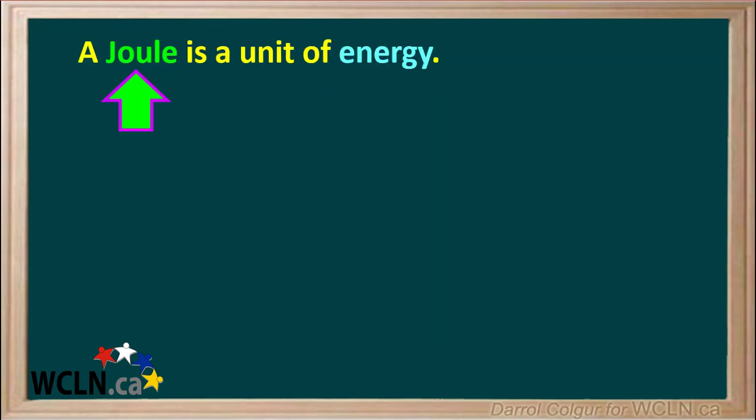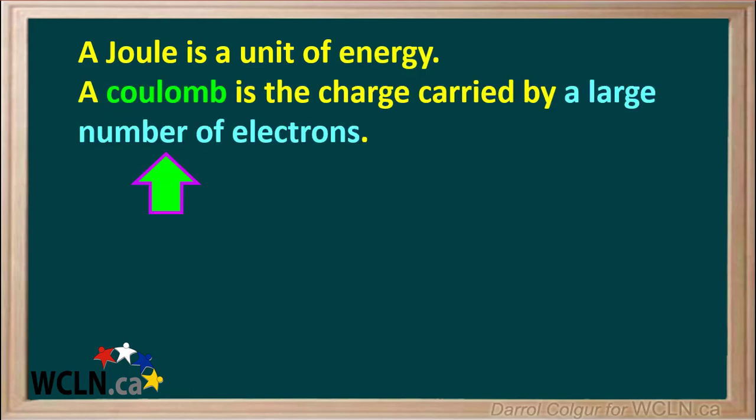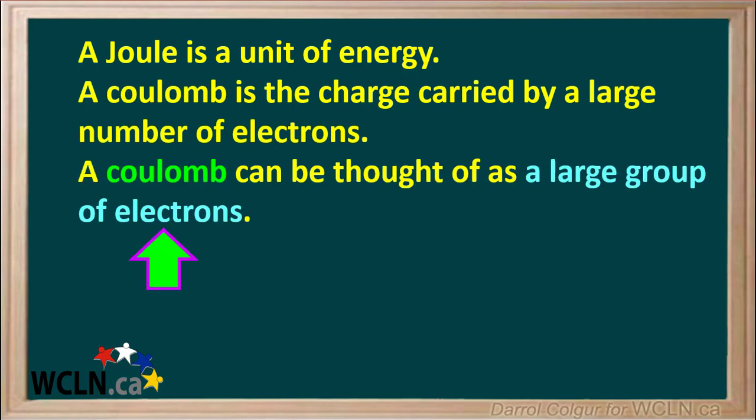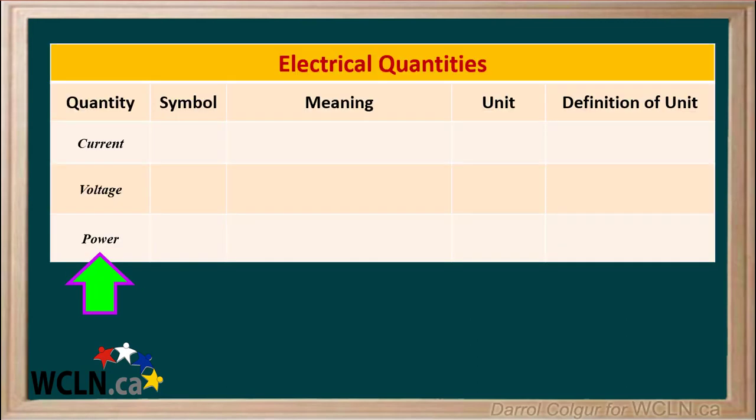We'll relate all of these quantities in a table, but before we do that, we'll just explain a couple of terms. A joule is just a measure of energy. Here we're using it for electrical energy, but it can be used for any form of energy. A coulomb is the electrical charge carried by a large number of electrons. In our discussion, it's easier to think of a coulomb as simply a large group of electrons. In this table, we'll explain a little more about the quantities of current, voltage, and electrical power.